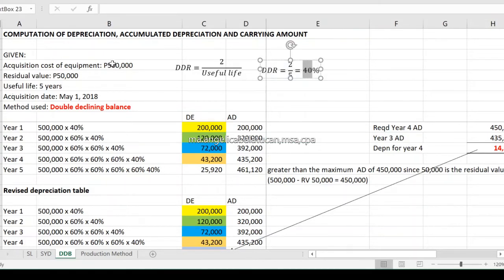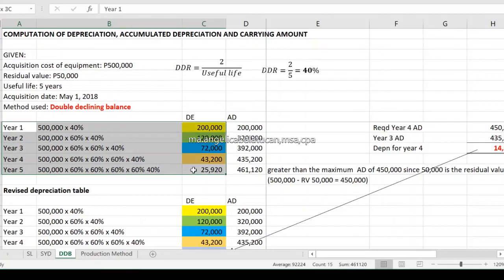For this one, we will not be using the residual value in determining the annual depreciation, but we will be using the 50,000 later on in the last year. Okay, so now let's proceed. How to get the yearly depreciation?